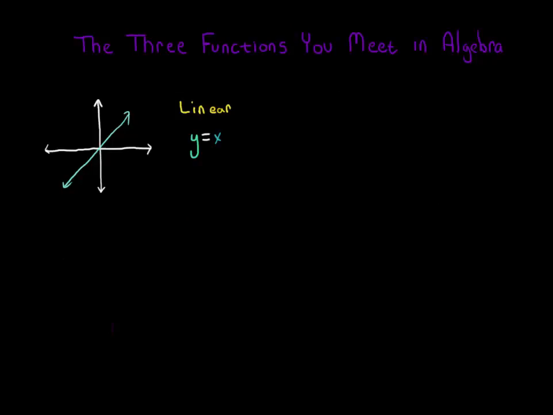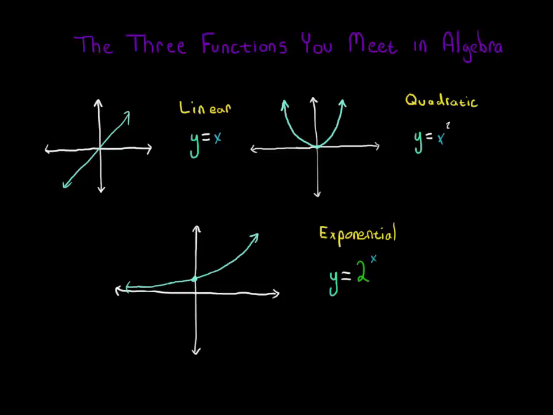The linear parent function is given by the equation y equals x, and it makes a diagonal line that cuts through the coordinate plane. The quadratic parent function is given by the equation y equals x squared, and creates a symmetric parabola. Lastly, the exponential parent function is given by y equals 2 to the power of x and is used to model exponential growth and decay. The details of each of these functions will be studied in their own videos.